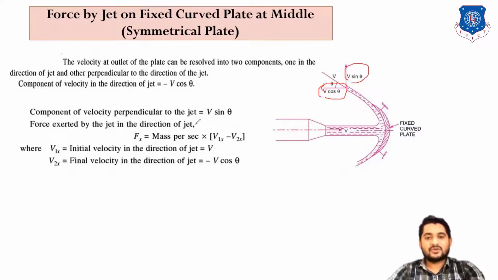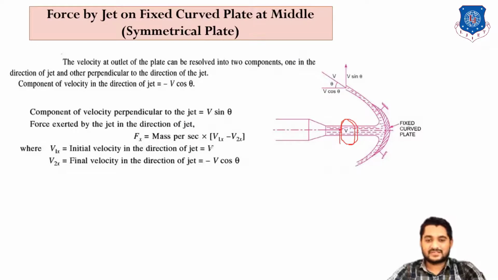theta. So here, according to impulse momentum equation, force in the x direction, that means we can directly write that force is equal to mass flow rate into change in velocity. Clear? So force is equal to mass flow rate into change in velocity in that particular direction. That means we have to take v1x minus v2x. v1x is equal to velocity of the jet before striking the blade, and v2x is equal to velocity of the jet after striking the blade. Then first of all, let us find v1x and v2x. So from the sketch here, v1x, velocity of the jet before striking the blade, is v.